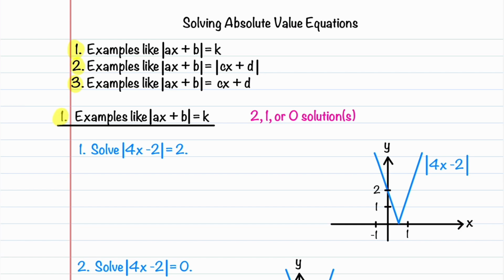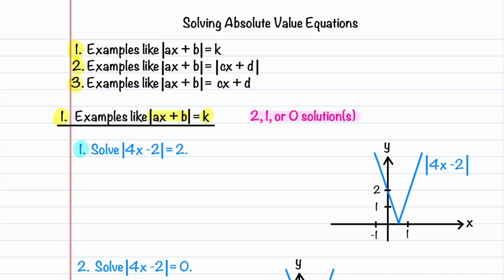We're going to start by learning how to solve the most basic type of absolute value equation, where you have the absolute value of a linear function on one side and a constant on the other side. Equations like this will either have 2 solutions, 1 solution, or no solution. And I'm going to show you an example of each type. Let's first look at an equation that has 2 solutions.